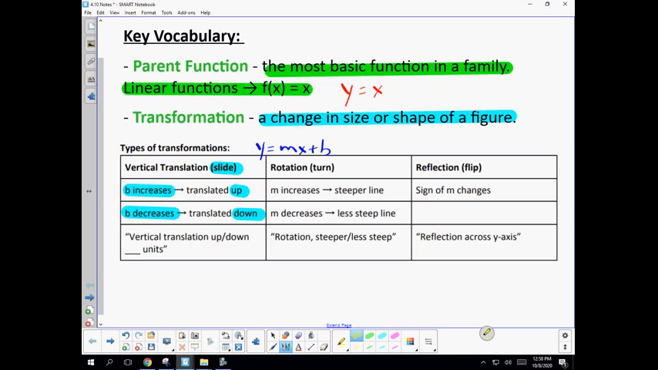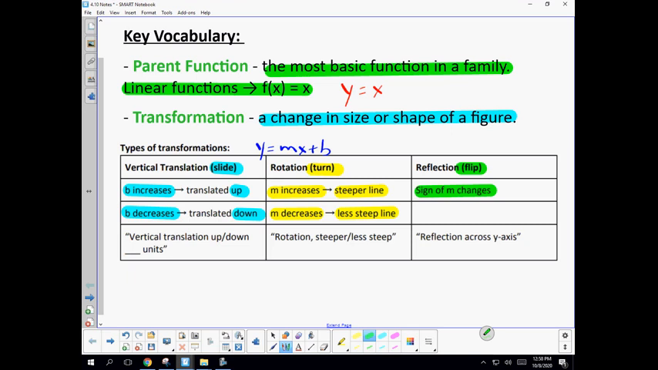The next one is a rotation, which is a turn. If your slope increases, you're getting a steeper line. If your slope decreases, you're getting a less steep line. And the way that we describe that is we say it's a rotation with either a steeper or a less steep line. And the last one is a reflection or a flip. This is when the sign of the slope changes. If it was positive, it becomes negative. If it was negative, it becomes positive. The way that we describe that is we say this is a reflection across the y-axis.